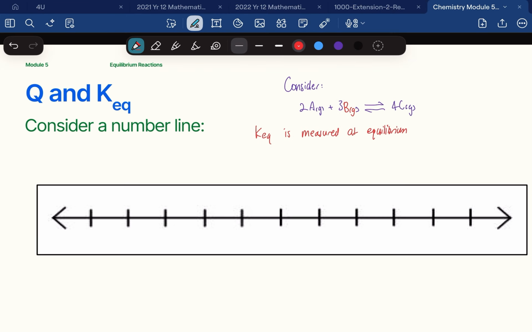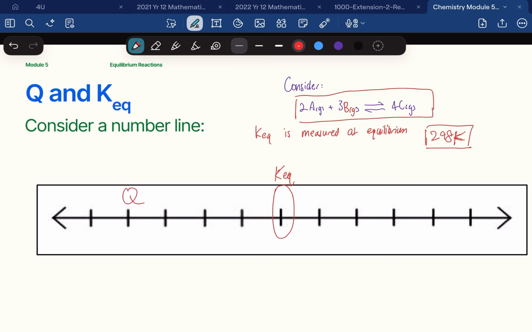So, let's say for this reaction we have here, the KEQ is here, in the middle. Let's say there's a constant temperature. It doesn't really matter what it is, as long as it doesn't change, so KEQ doesn't change. Now, what if we measure Q at some point and it turns out to be here? What does this mean? If we analyze the ratio, what is a ratio?